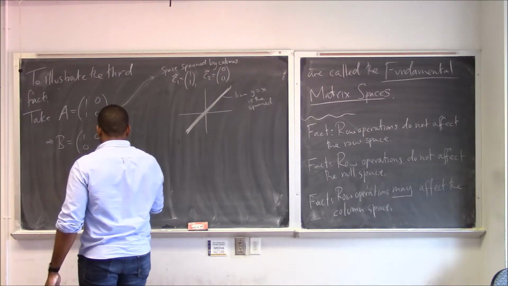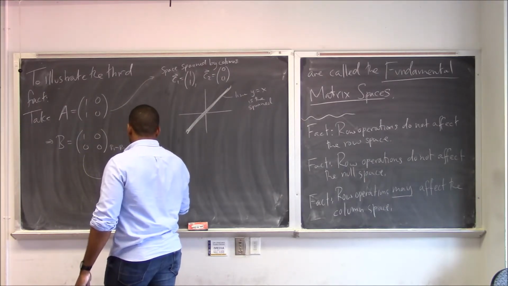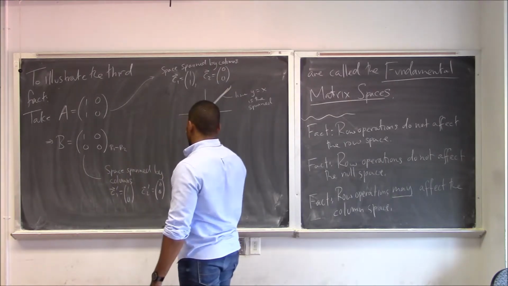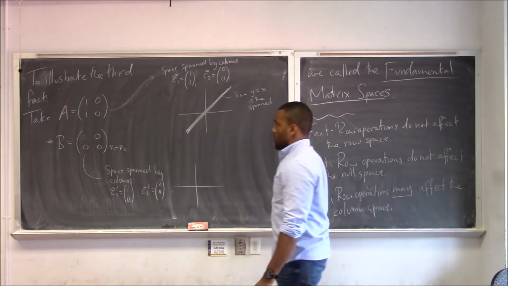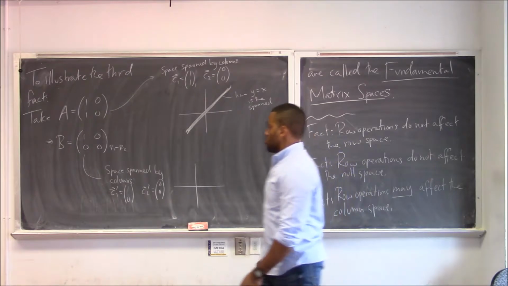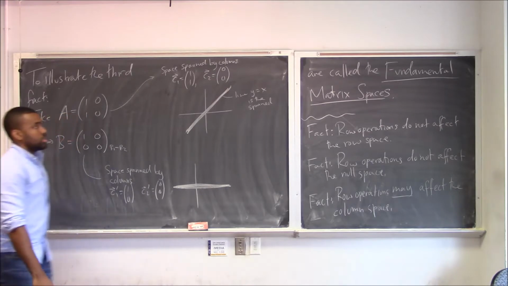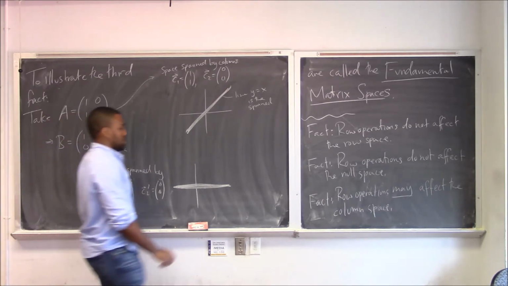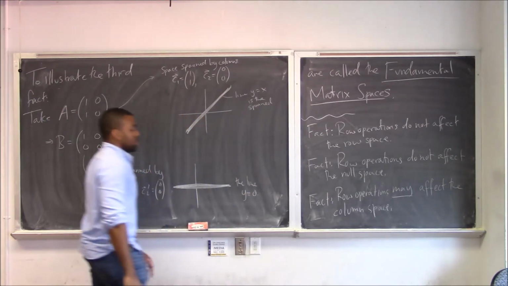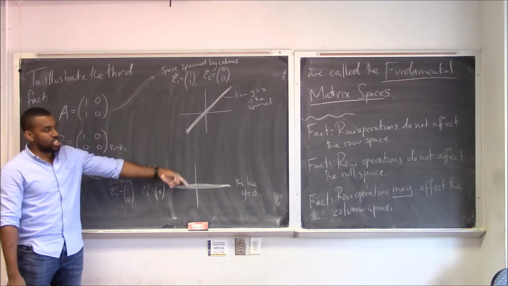What is the space spanned by these guys though? In this case, my new C1 prime is going to be (1, 0), and C2 prime is still going to be (0, 0). What is the space spanned by this guy? The x-axis. Which is the line y equals 0. So by doing a row operation on the matrix, if I'm looking at the columns, things can actually change on me.